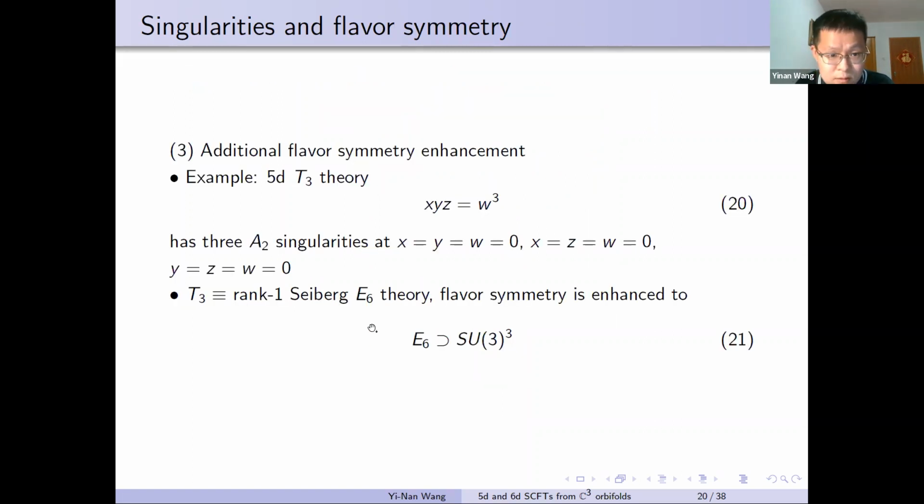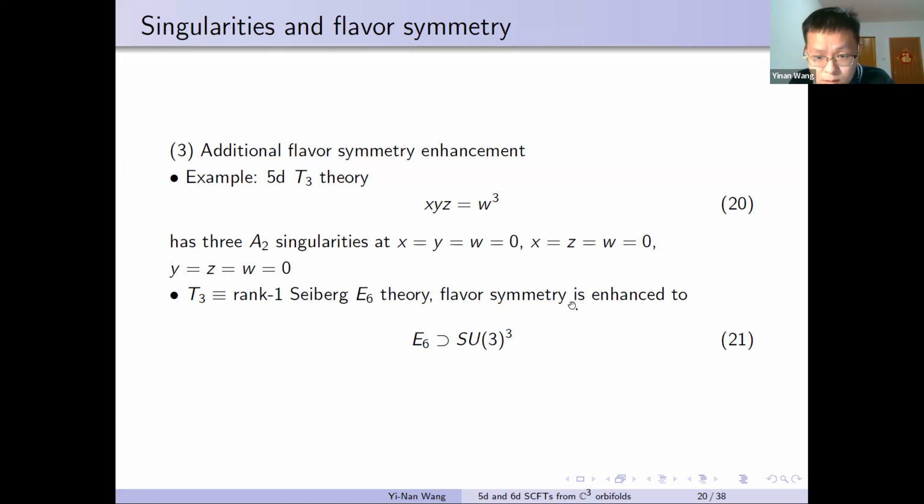And thirdly, there could also be some additional flavor symmetry enhancement, as in the simple example of the 5D T3 theory, given by this non-isolated, actually an orbifold singularity as well. Here, you can read off 3 copies of SU(3) flavor symmetry from these codimension 2 A2 singularities. However, as we know, the T3 theory is the same as the rank 1 Seiberg E6 theory, and eventually the flavor symmetry should be enhanced to a bigger group E6. And we cannot detect this easily using the geometric method.